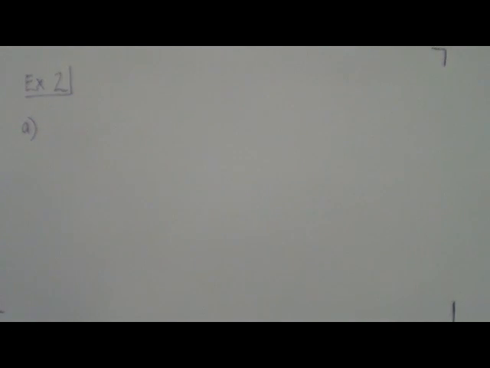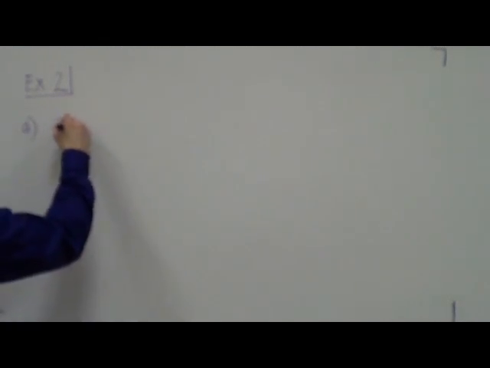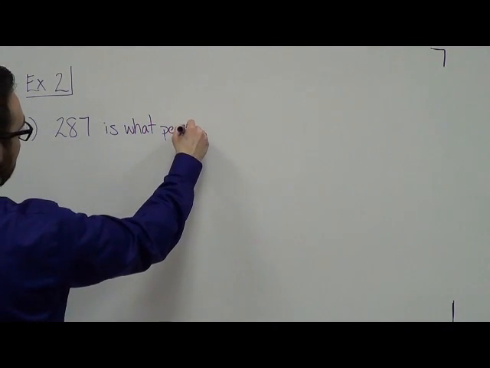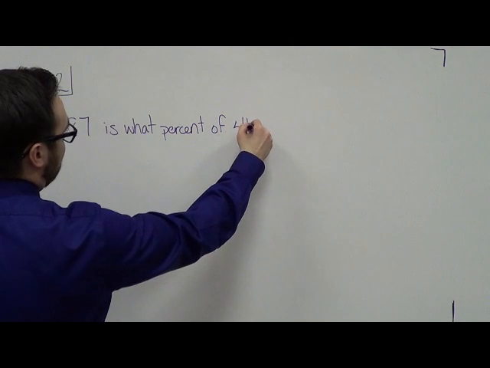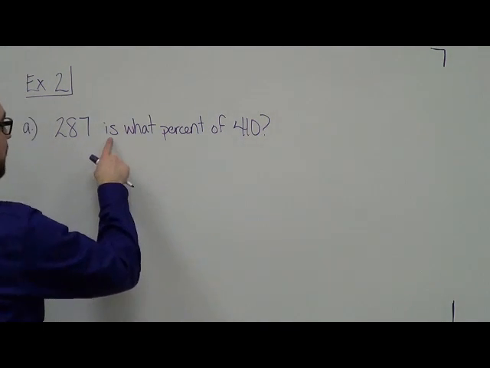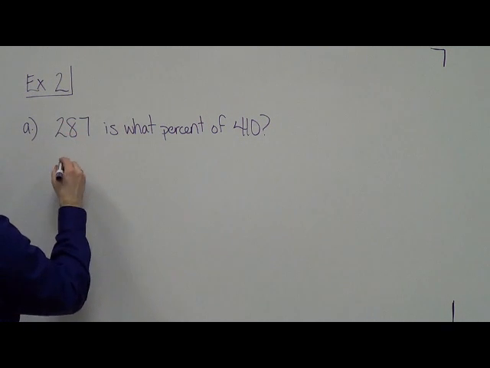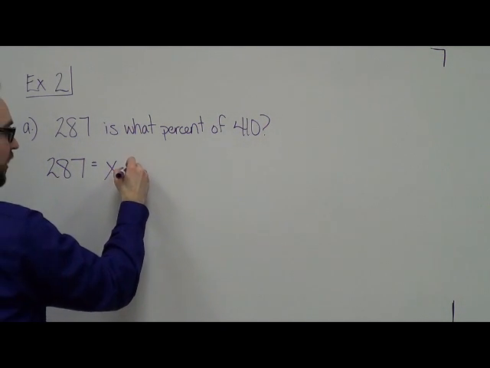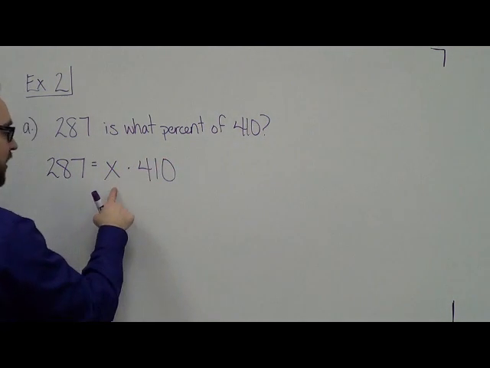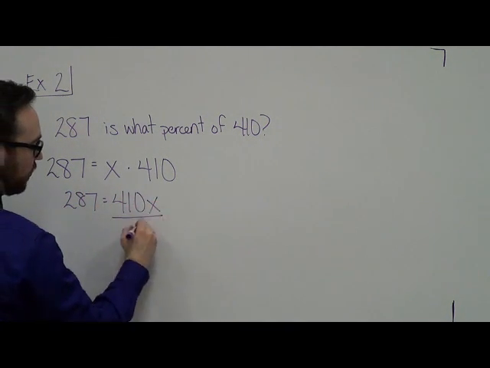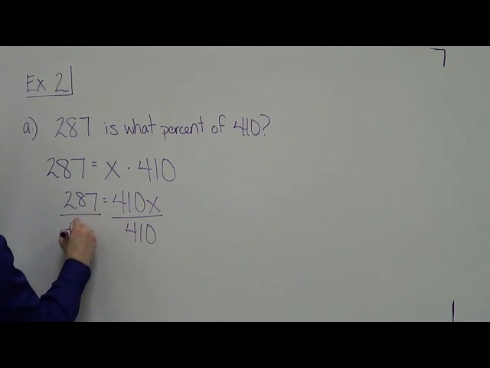So this one's going to ask us 287 is what percent of 410? So obviously they're asking us about the percentage of 410. 287 is, so that's together, so 287 is our part. We don't know the percent, and we know that the whole is 410. So how am I going to isolate this variable? Well, if I rewrite this as 287 is equal to 410x, what do I do? I divide this out by 410.